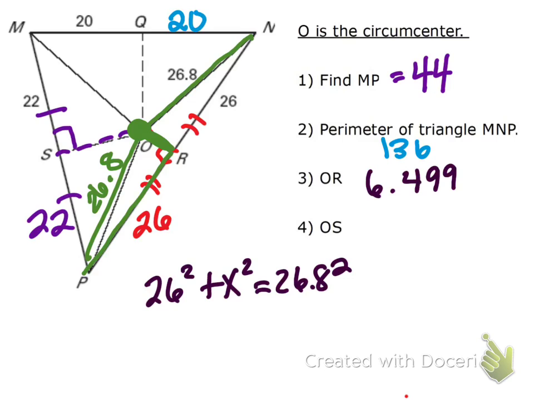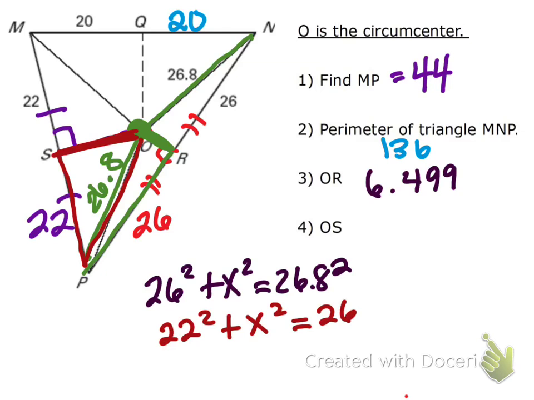Okay, so now to find OS, so that's this piece right here, we would just do the same thing because we know that this side's 22, we know the hypotenuse is 26.8. And so I would do 22 squared plus x squared equals that 26.8 squared again. And again, just to save some time, I'm going to tell you that OS would be 15.305. Just doing Pythagorean theorem there.